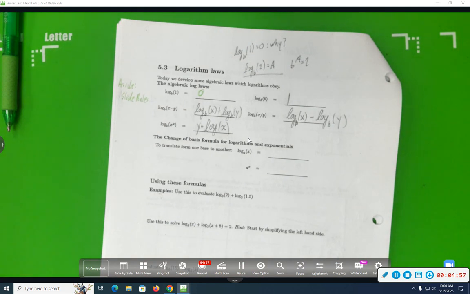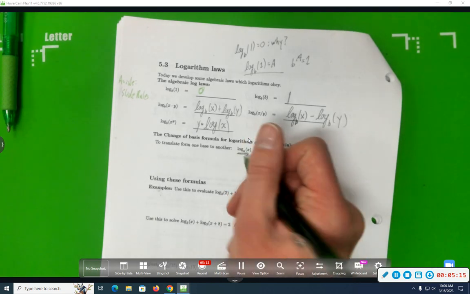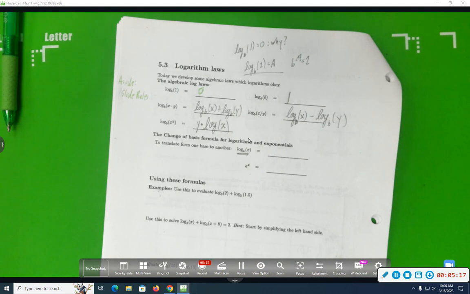Cool. So, those are the 3 rules that are the main takeaway for today. But there are 2 others that are important, one of which you've already seen, the change of base formula. According to the change of base formula, what is the log base A of x equal to?